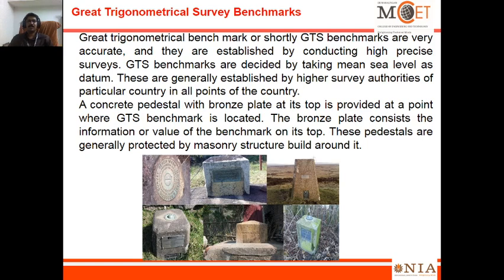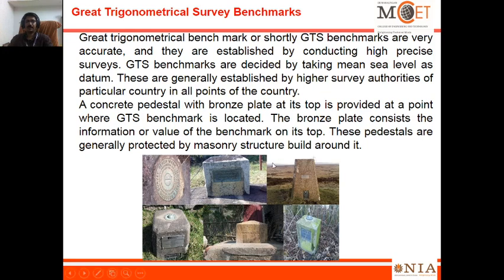GTS benchmarks are the Great Trigonometrical Survey benchmarks. They are very accurate and were established very precisely. GTS benchmarks are decided by taking mean sea level as the datum. It is exactly the mean sea level. These are generally established by the higher survey authorities of a particular country at points across the country, right?